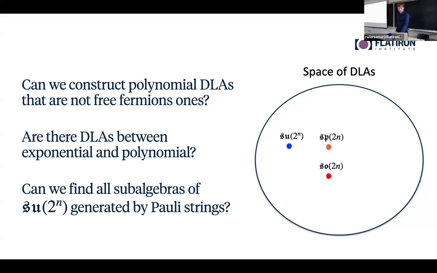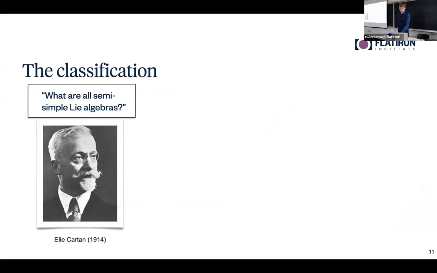And so the point of the classification is: can we find which Hamiltonians, or which dynamical Lie algebras, are out there in the wild? Can we do it from a mathematical point of view and describe all of them? So that led us to this project.